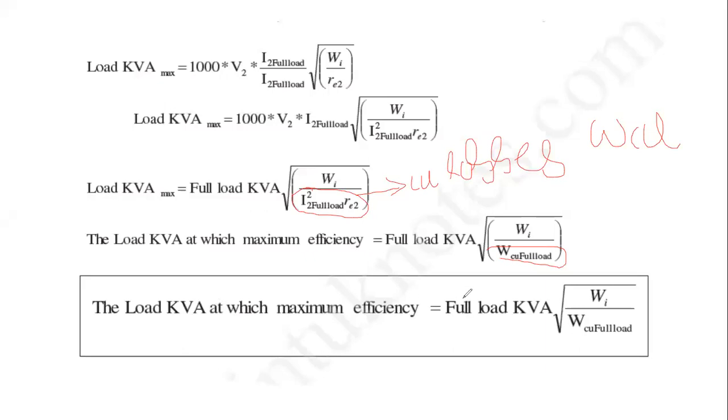The load kVA at which the maximum efficiency occurs is equal to the full load kVA into square root of Wi by W copper losses. This is the condition for maximum efficiency of a transformer, and the load kVA at which the maximum efficiency will be obtained in transformers. Understand?